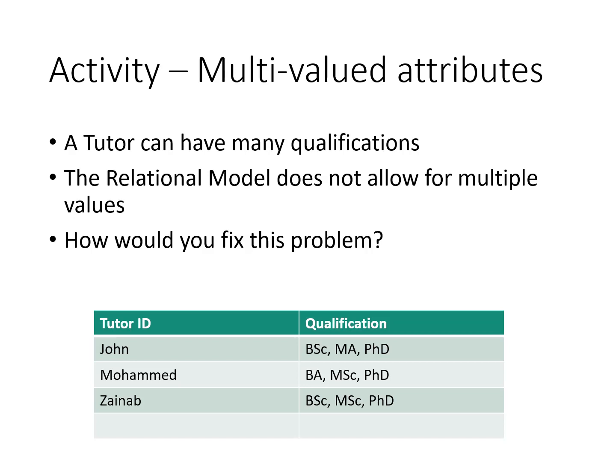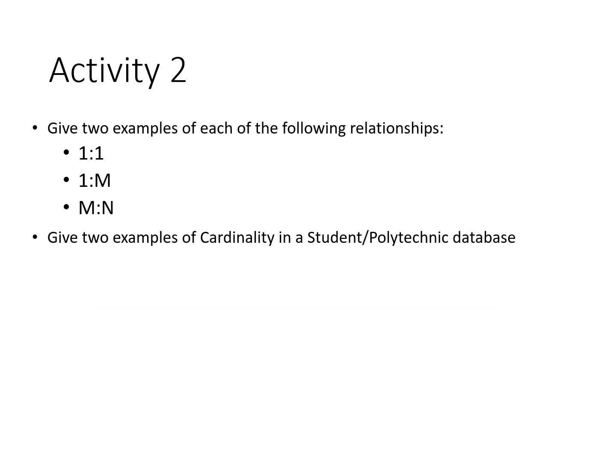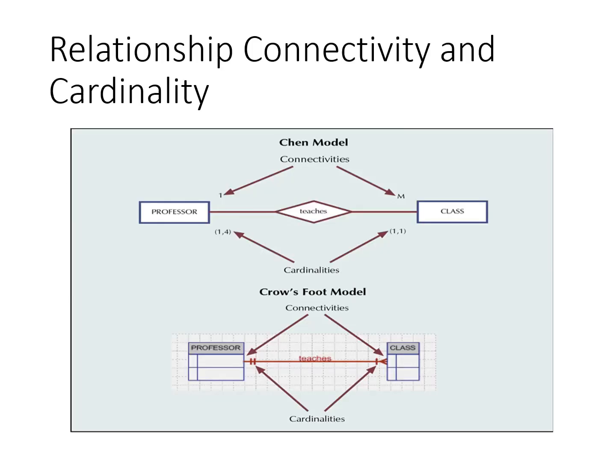And the tutor can have many qualifications. So how can we fix this problem? We cannot have qualification 1, qualification 2, qualification 3. That will pose a lot of issues again when you deal with it. So what you can do is come out with a tutor qualification, where you put the tutor ID and the qualification ID, and you can change this many-to-many relationship into one-to-many relationships. So that's how it is.